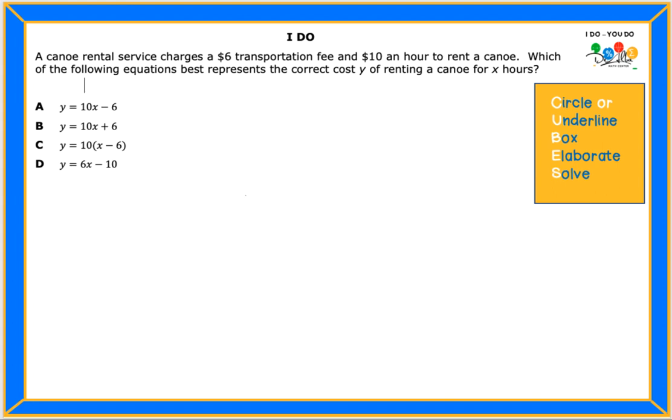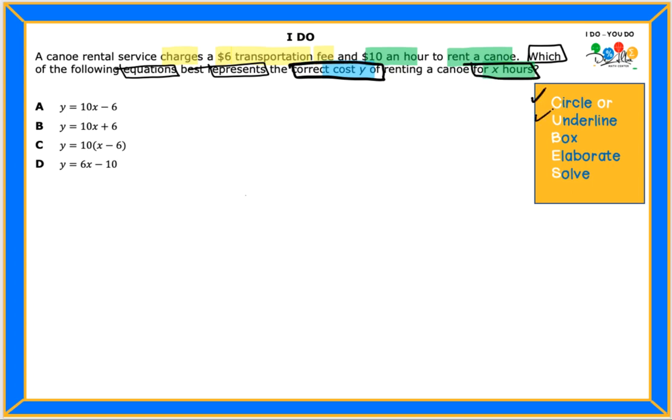Okay, so let's identify the important information. They charge $6, that's a transportation fee, and also they charge $10 an hour for the rent of the canoe. Now, the question is which equation represents the correct cost Y for renting the canoe for X hours. I'm gonna put this in green, for X hours. So they wanna know the correct cost Y for X hours. I underlined or highlighted with the highlighters and we boxed the question.